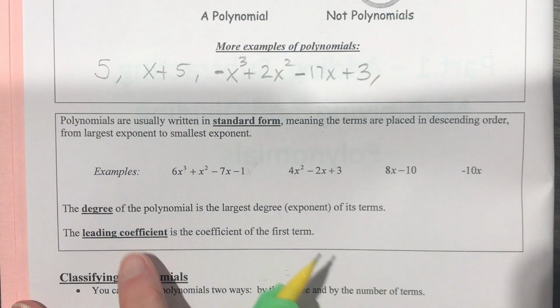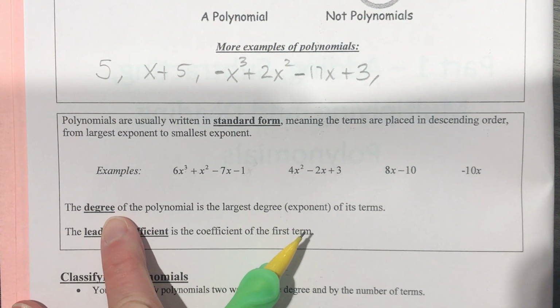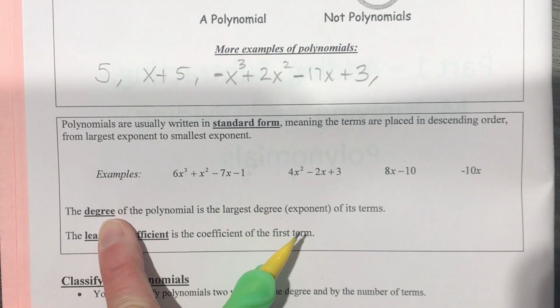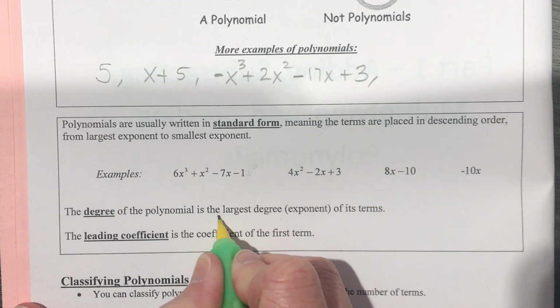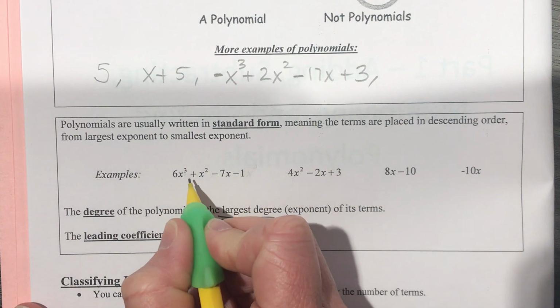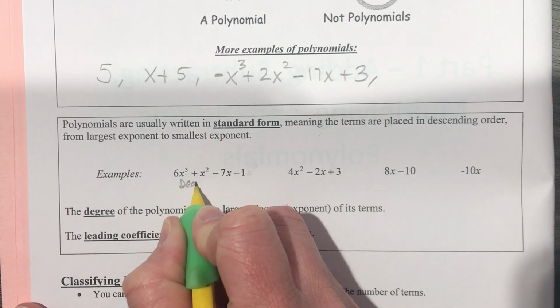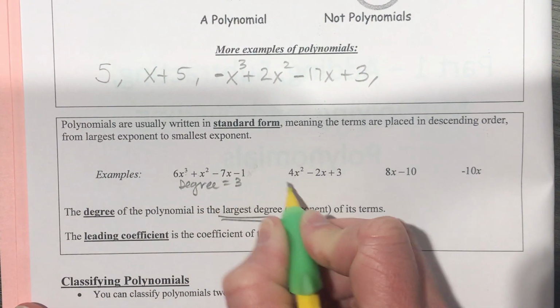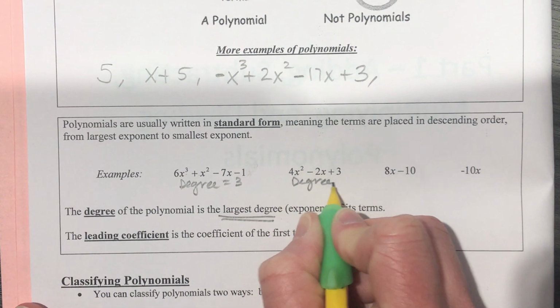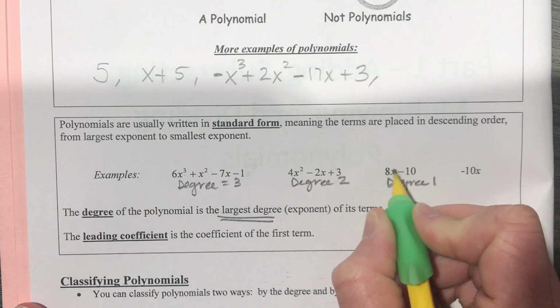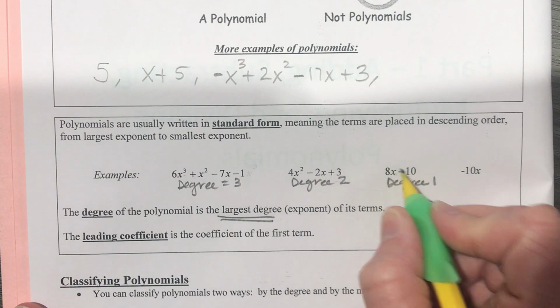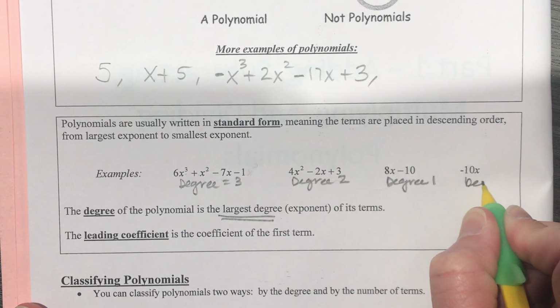Now degree is going to be for your polynomial, and you classify your polynomial based on degree. And it is the largest power that you see. So here the degree would be 3. Here the degree would be 2. Here the degree would be 1 because you have 1x, x to the first power that is.